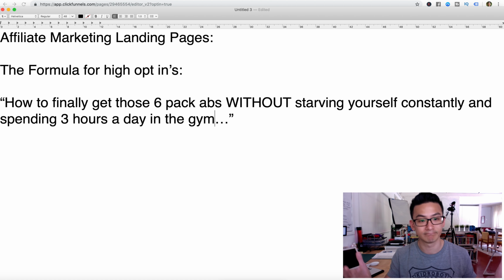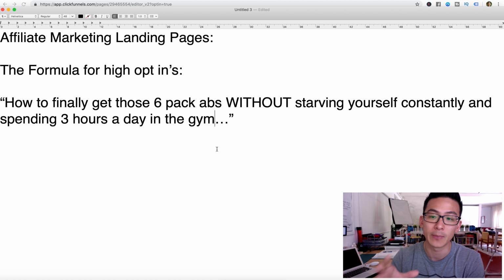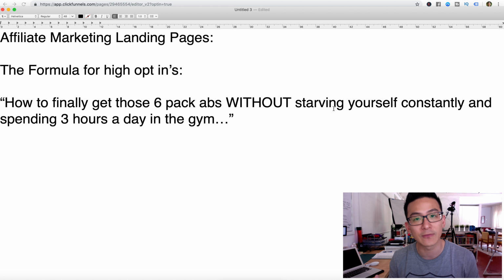Now, the thing is, when you understand how to get six-pack abs, you don't actually have to starve yourself, okay? You have to diet. You have to diet smartly, cleverly. You have to eat the right foods, but you don't have to starve yourself, okay? And a lot of people think that you have to starve yourself to get six-pack abs. The other thing as well is you don't have to spend 3 hours a day in the gym. You have to go to the gym and work out maybe 30 minutes to 60 minutes, but you don't have to do it every day, and you don't have to spend 3 hours a day in the gym. So this is all true, by the way, yeah?